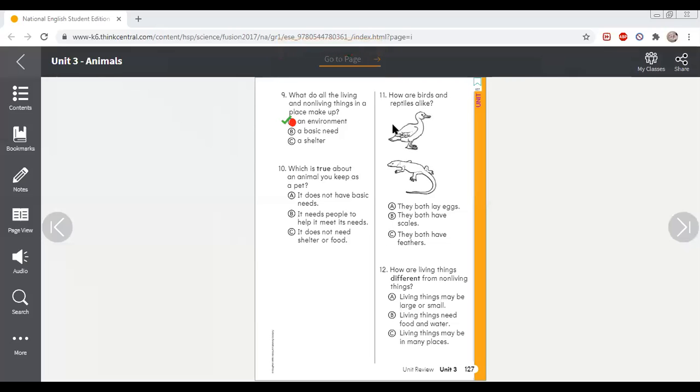Yes, it is B. It needs people to help it meet its needs. So the people should provide for the pet. It should give the food, the shelter, the water to the pet. They keep it at home. So it is B.